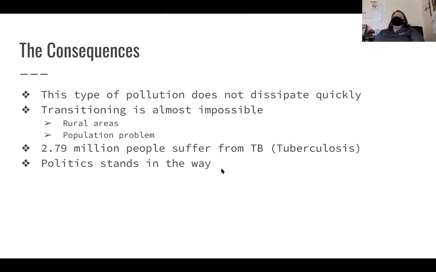And last but not least, another consequence that India is having of their air pollution being so bad is that India is basically letting politics stand in the way of getting things done. Many people have many different thoughts and many different opinions on what they should do with this air pollution crisis. And it's literally hindering them from doing anything because they can't come to any solutions.